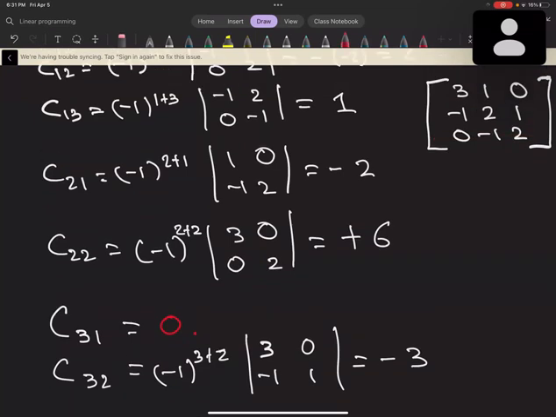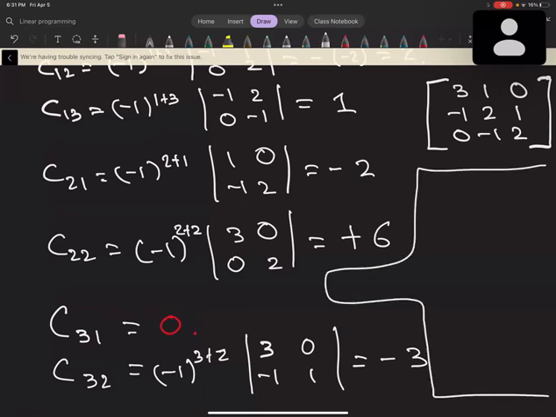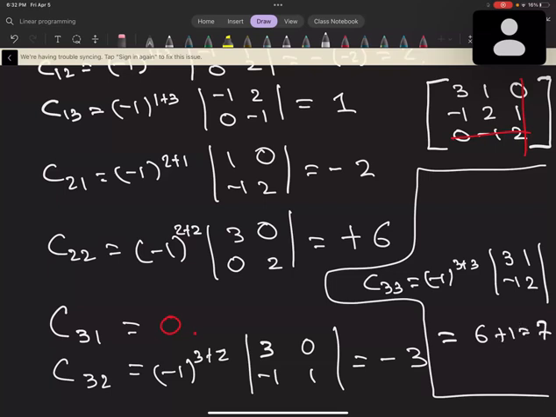So finally, C33. So let me do it here so I don't have to copy this. C33 is minus 1, 3 plus 3, and determinant of is 3, this is 3. So I do 3, 1, minus 1, 2. That's minus 1, 2. The 3 plus 3 is positive. This is 6 minus times minus plus 1, that's 7, no? Yeah. So C33 is 7.